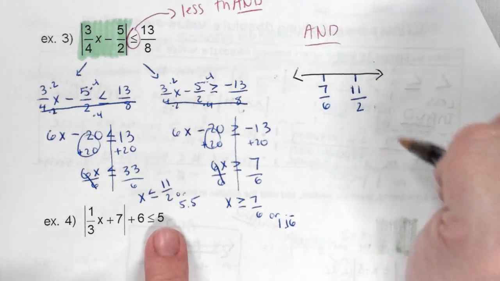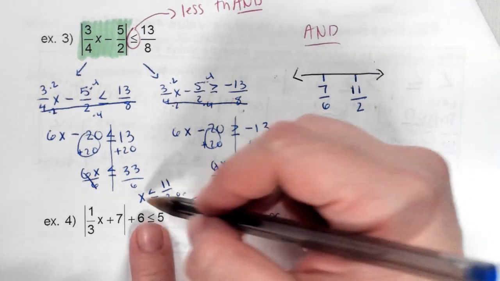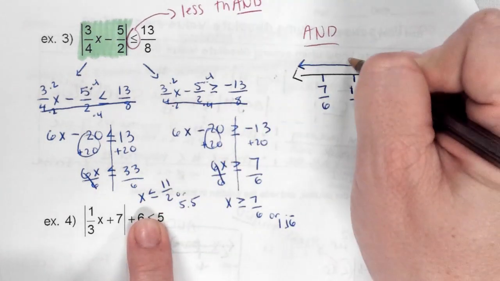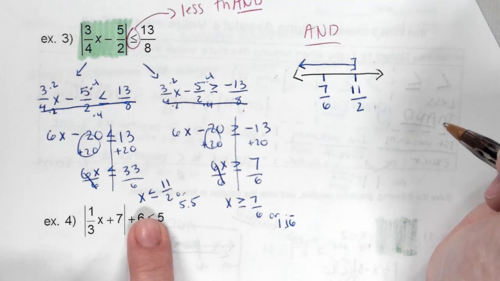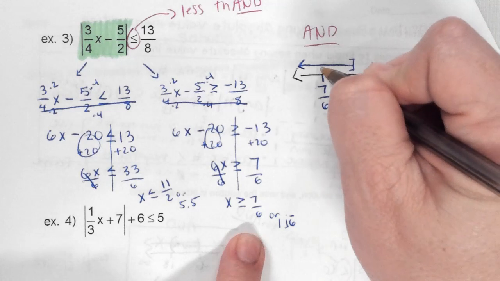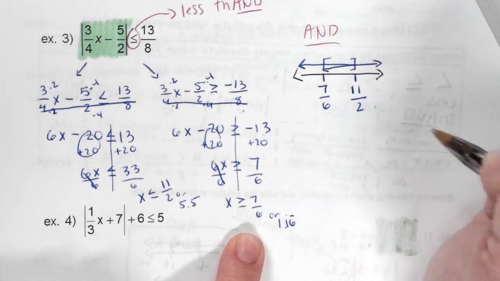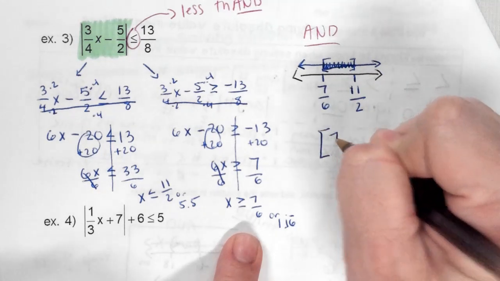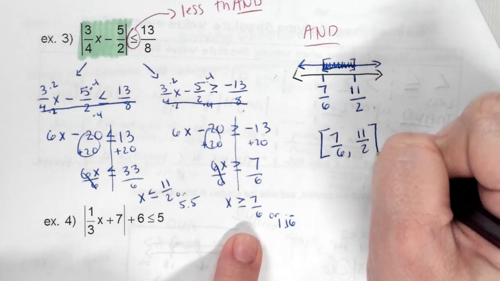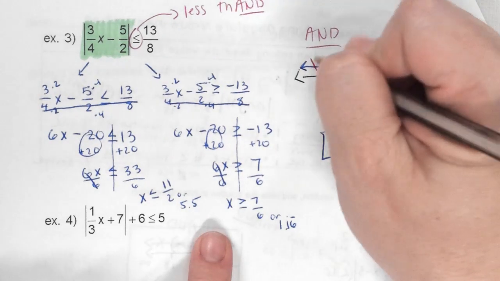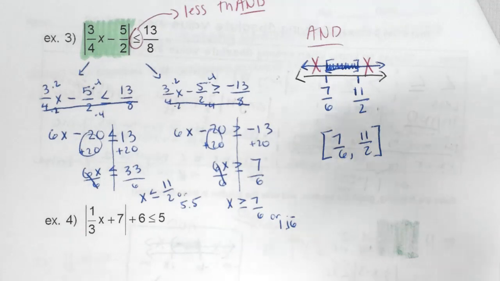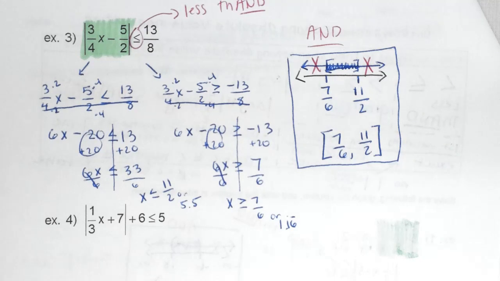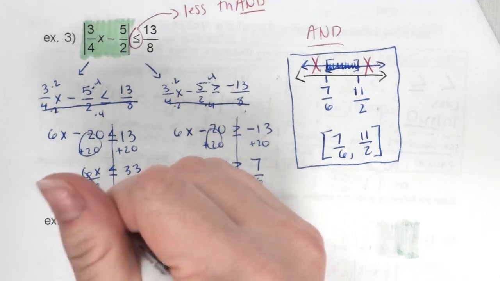And it's an and problem, so we want them to overlap. However, we need to double check that they do overlap. X is less than or equal to 11 over 2. Less goes to the left. Equal to gets a square bracket. X is greater than or equal to 7 over 6. Greater goes to the right. Equal to gets a square bracket. And it's an and problem, so where they overlap is my solution. So this piece and this piece are not part of my solutions. Any questions there?